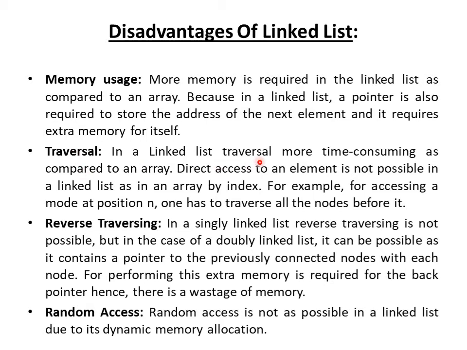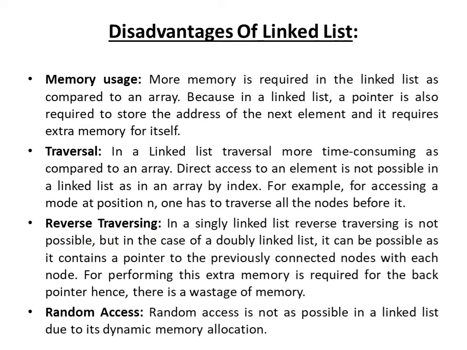Traversal. In a linked list, traversal is more time consuming compared to an array. Traversal means moving from one node to another node. Direct access to an element is not possible in a linked list, as in an array by index. For example, for accessing a node at position n, one has to traverse all the nodes before it. That means it should travel through however many there are.